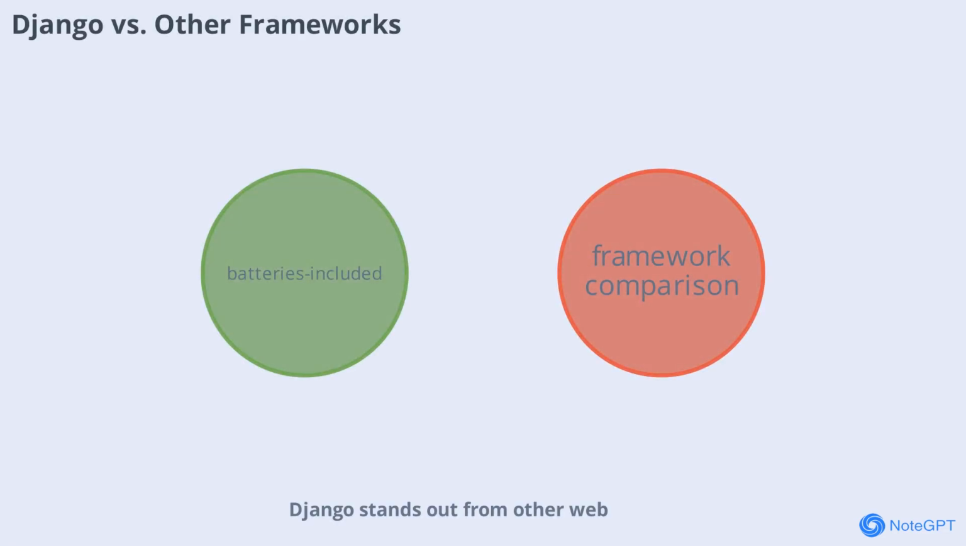Django stands out from other web frameworks due to its batteries-included philosophy. While some frameworks require you to assemble many components, Django provides a complete toolkit out of the box. This makes it ideal for developers who want to get started quickly without sacrificing flexibility or power.